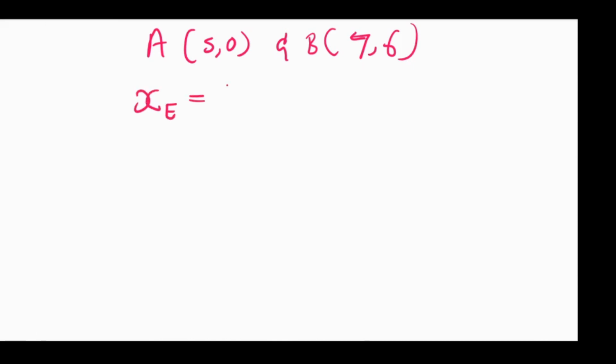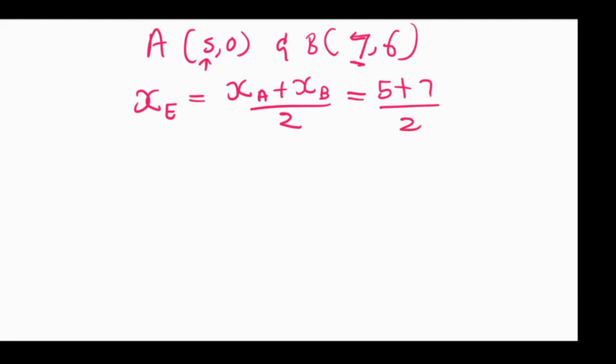Having the coordinates of A being (5, 0) and B being (7, 6), E is the midpoint of these 2 points. So we're going to first find the x coordinate of E, which equals the x coordinate of A plus the x coordinate of B, divided by 2, right? So the x coordinate of A is 5, plus the x coordinate of B, which is 7, divided by 2. So it's just going to get 6. So this is the x coordinate of E.